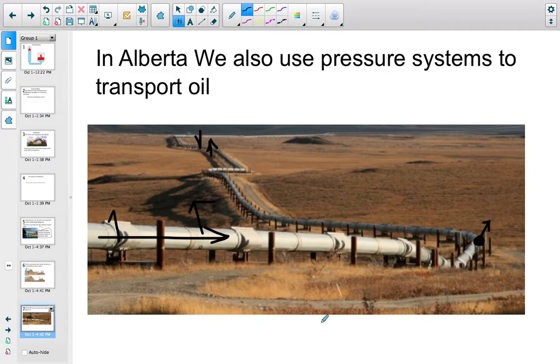you can cause a rupture and oil can leak out. So this is applied in ancient times, pressure is applied now to get us fresh water in cities, and Alberta's biggest industry, oil, uses pressure to transport oil across large distances.